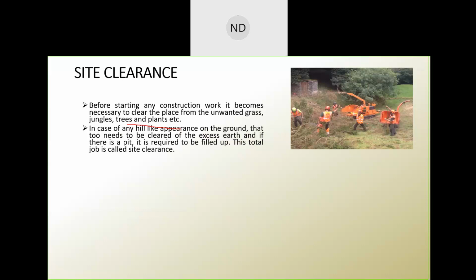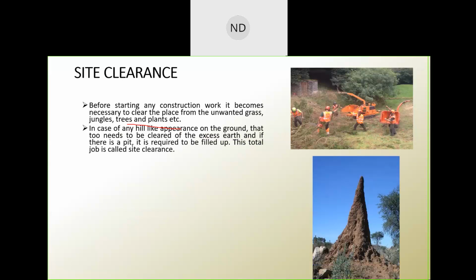Then, in case of a hilly area, suppose in this site some hill-like earthwork is done, or some structure is there, you have to clear these also. Any uprooted structure present with soil, you have to clear all those things before construction. Once you inspect the site, you will do the site clearance and these things will be removed. And if there is a pit, it is required to fill it.